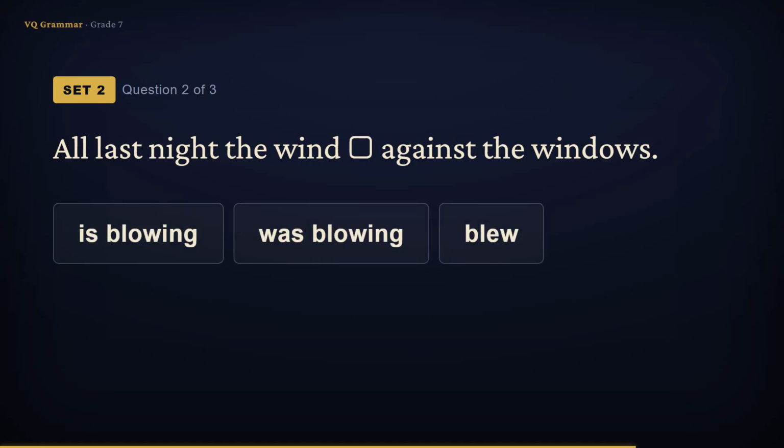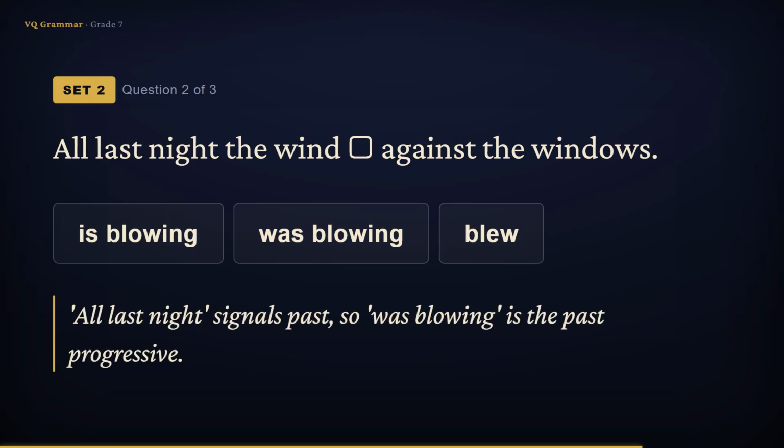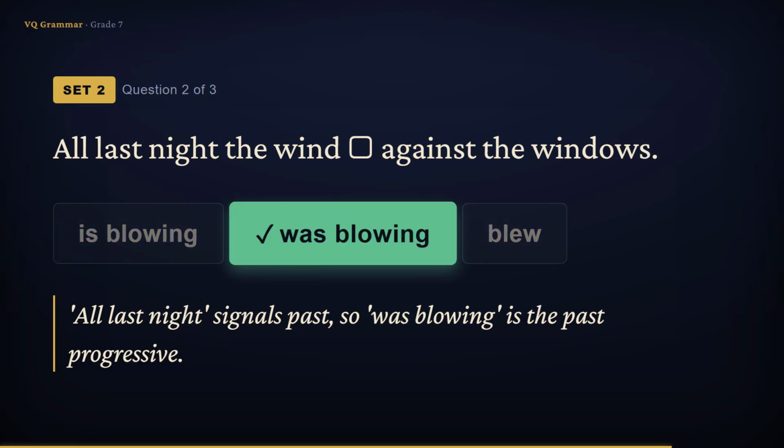All last night the wind was blowing against the windows. The phrase all last night sends us into the past, so we want a past be verb plus an ing verb. Was blowing does the job. Was for the past, blowing for the ing part. Is blowing is present, and blew is simple past with no ing. So the answer is was blowing.